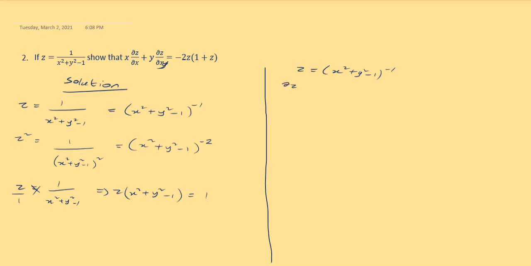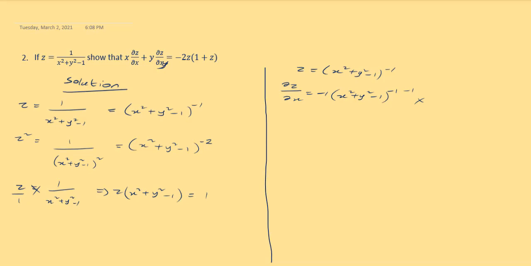So the dz dx, look at what will happen here. The power here is minus 1. It will come down, minus 1. Then you have x squared plus y squared minus 1. Now you will use the law of indices. Then you will subtract 1 from here, minus 1 minus 1. Multiply by the derivative of what is inside.